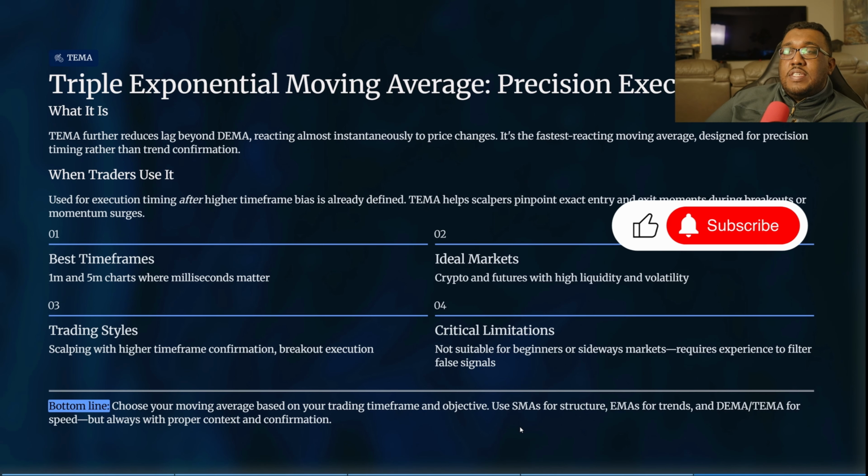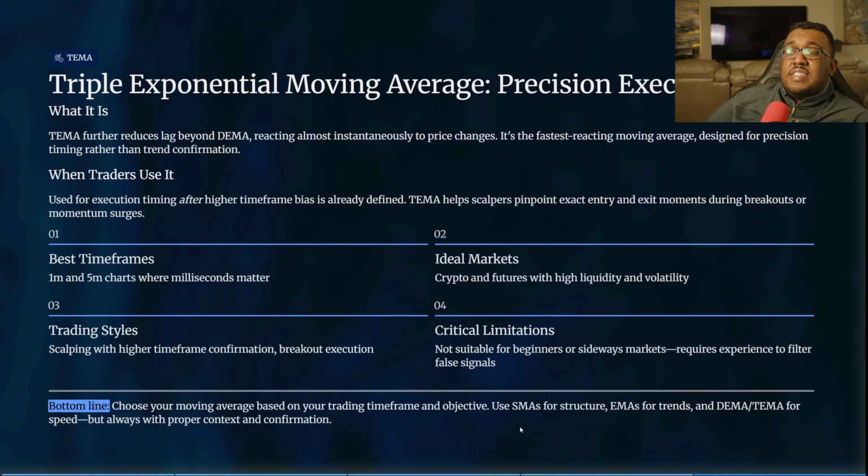Okay. So what exactly does it do? TEMA further reduces lag beyond the double exponential moving average, reacting almost instantaneously to price changes. It's the fastest reacting moving average designed for precision timing rather than trend confirmation. So very, very high risk, very, very high reward if you guys are able to catch it correctly. So when are you guys going to be using it?